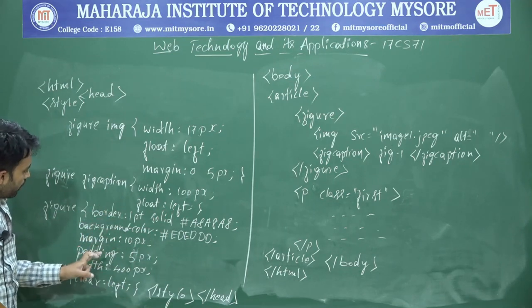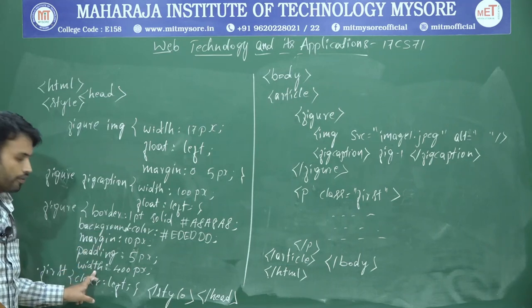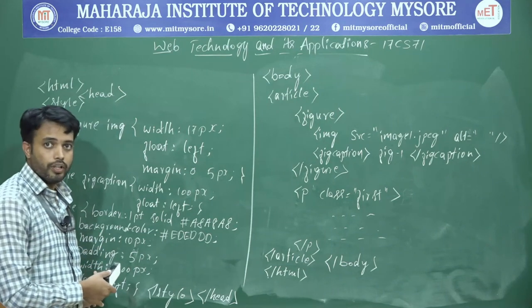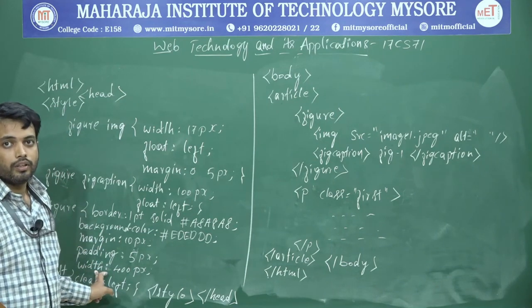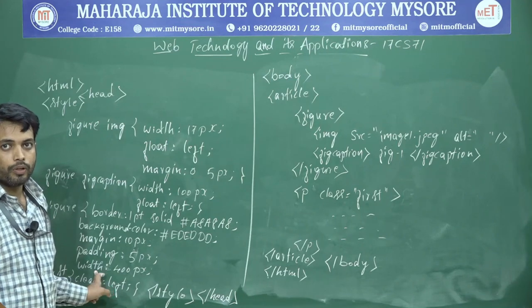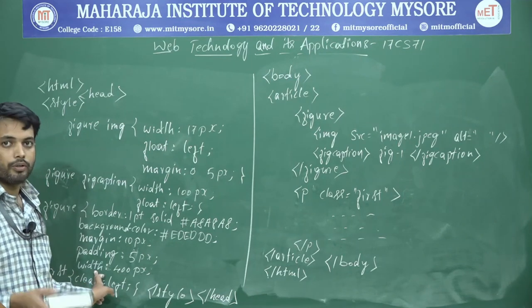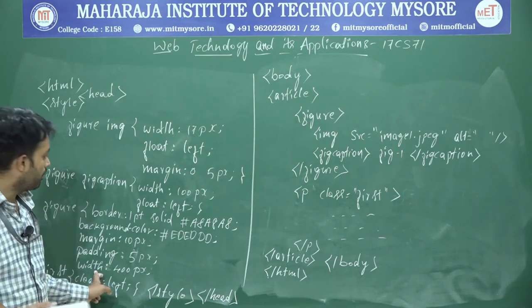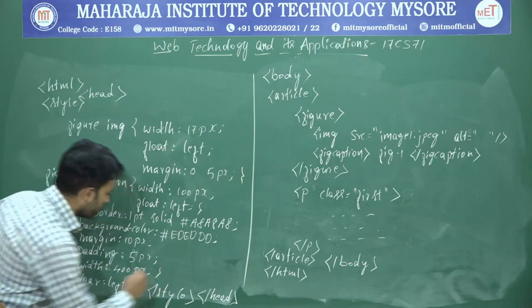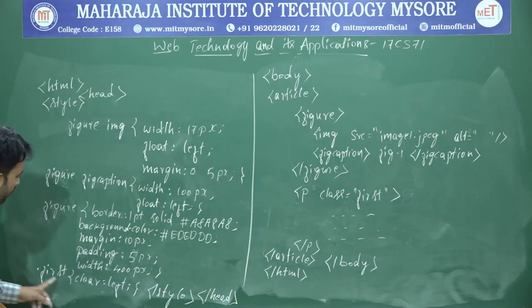Okay, so that's it. So next for the figure again, border, background color, margin, padding, and width. Width is compulsory, as I have already told you, for block level floating elements we need to write width. Okay, that is compulsory. Now I am going to close this figure, followed by dot first.